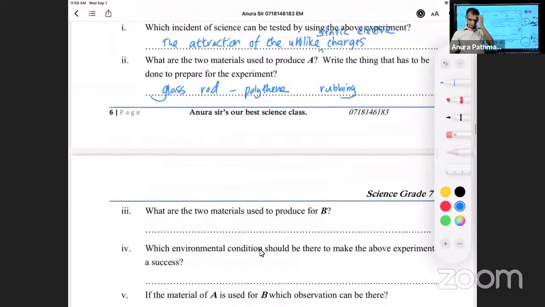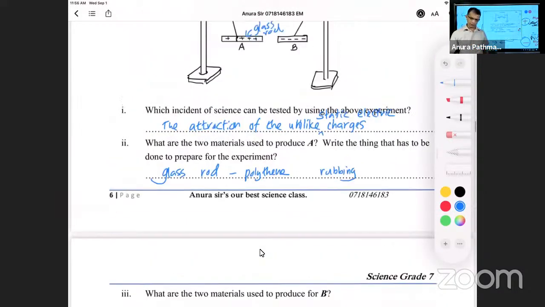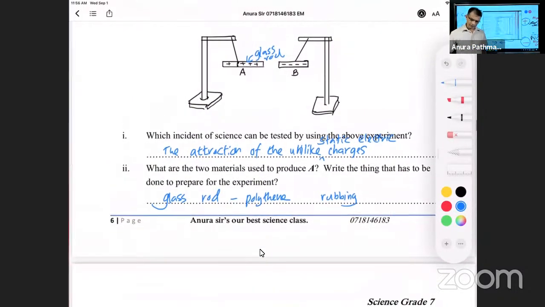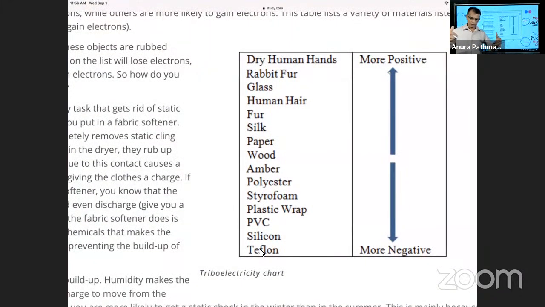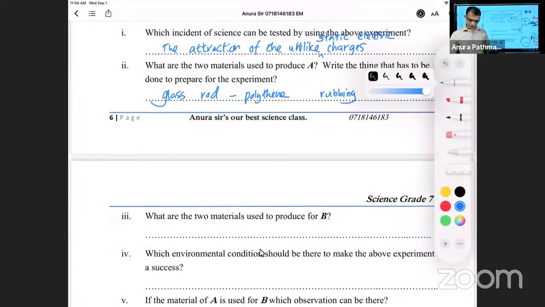Scrolling up. What are the two materials used to produce B? Negative charge. PVC and wool. You can select one down and one top over there. One down, PVC. Cat's fur. Right, what are you going to select? Silk cloth. What are the two materials used for PVC pipe? PVC. Sir, can we use ebonite rod? Why not? PVC pipe with silk cloth.